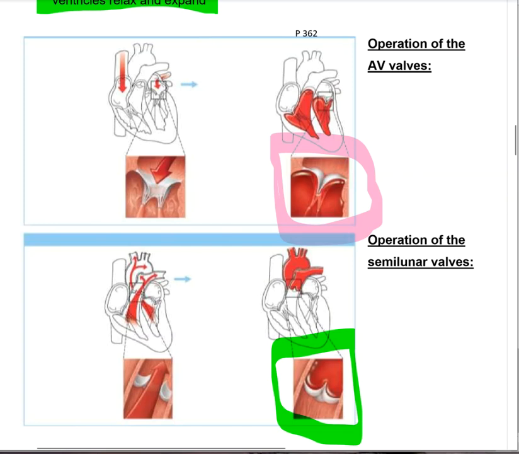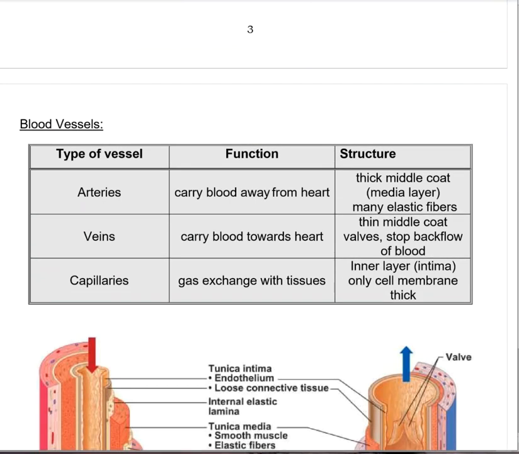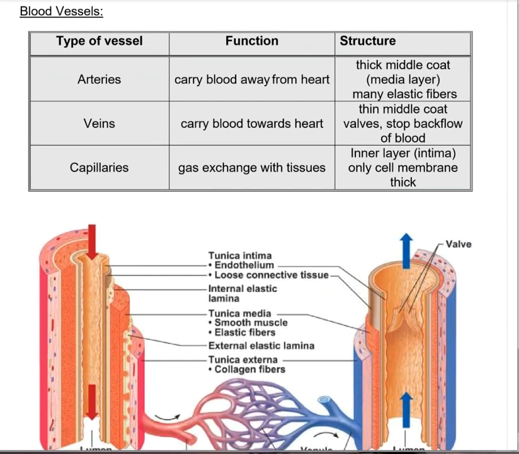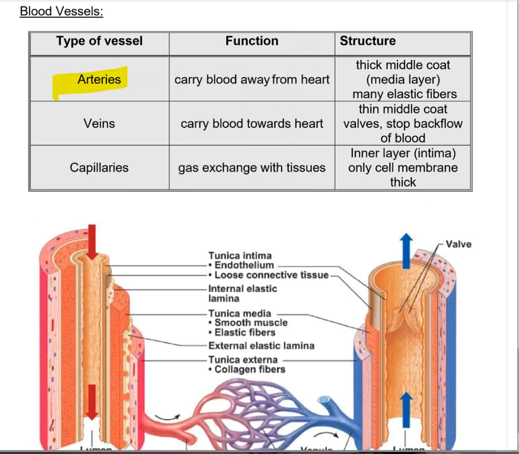We're seeing the semilunar valves close, and we get our second heartbeat sound. Okay, great. Now, blood vessels. There are different types of blood vessels in our cardiovascular system, and we'll go over just the basic three. These can be subdivided into different things, but we'll just go through these three to start here. So we have arteries, we have veins, and we have capillaries.